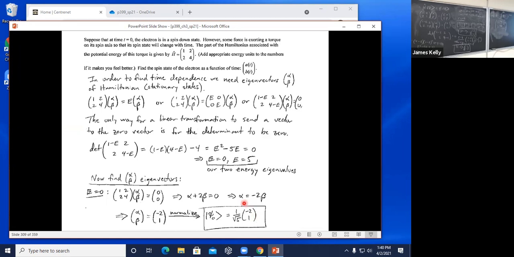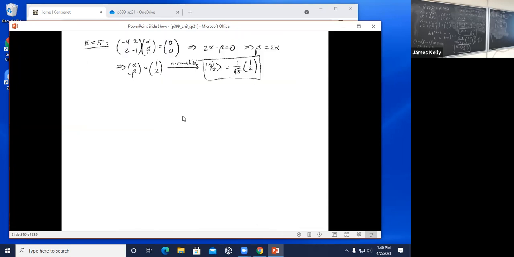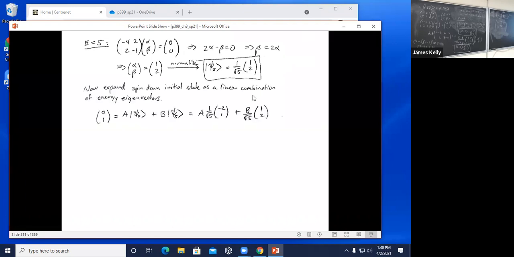There are different ways to express exactly the same vector that look a little bit different with just different numbers out in front. The second eigenvalue is E equals 5. And in that case, the eigenvector equation gives beta equals 2 alpha. So the second element is twice as big as the first one. So my first guess is (1, 2), a beta that's twice as big as alpha. And then I normalize, which again gives me 1 over root 5 times that.